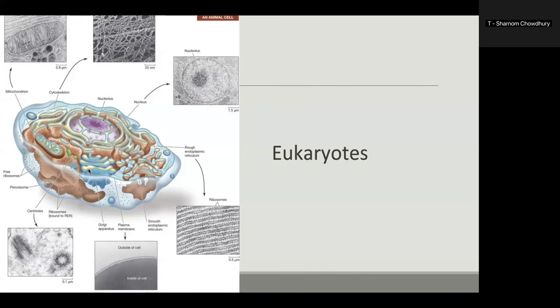And then the Golgi apparatus is the area where, after lipids and proteins are made, they go into the Golgi apparatus, which packages them and then sends them out, either to another area within the cell or extracellularly as well.